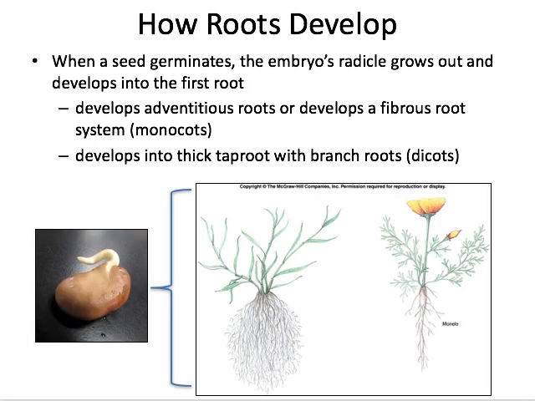Roots develop as seeds grow, and the embryo's radicle is the thing that grows out of that seed and develops into the first root. Now, depending on the evolutionary group of plants that we're talking about, this is slightly different. In monocots, this radicle, which remember is just the part of the embryo that grows into the roots, will develop into adventitious or fibrous root systems. And in the dicot group of plants, that radicle will grow into a thick taproot with branch roots coming out the side.